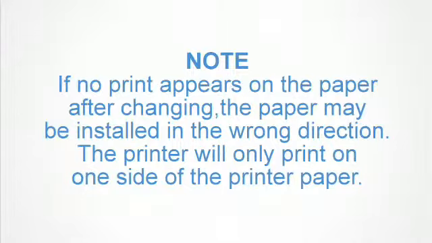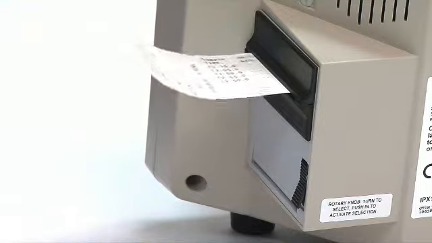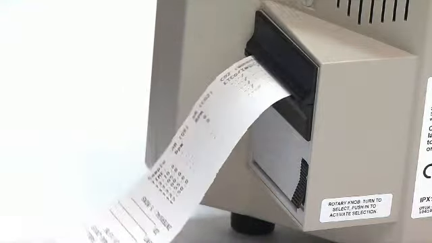Note, if no print appears on the paper after changing, the paper may be installed in the wrong direction. The printer will only print on one side of the printer paper. Make sure the paper is coming out from the bottom of the roll.